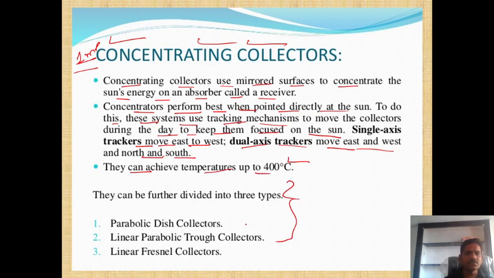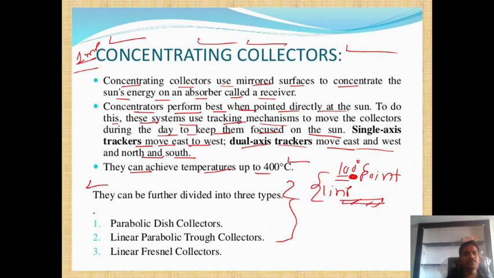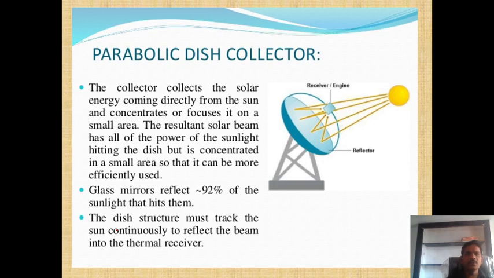So a concentric solar collector means to concentrate the solar radiation at one point, or to concentrate the solar radiation along one line. That is called a concentric solar collector, and to achieve temperatures of more than 100 degrees Celsius, that is called a concentric solar collector. And this is classified into, as you observe here, the classification: parabolic dish collector, linear parabolic trough collector, linear Fresnel collectors. Okay, so first of all we discuss the parabolic dish collectors.